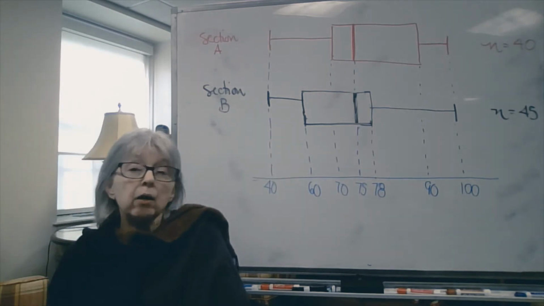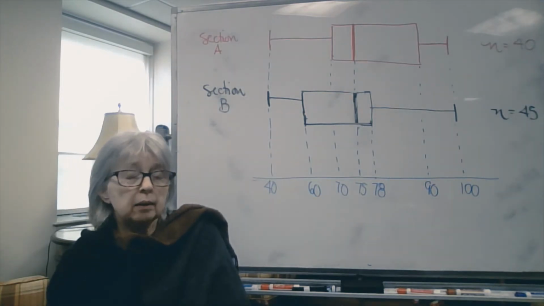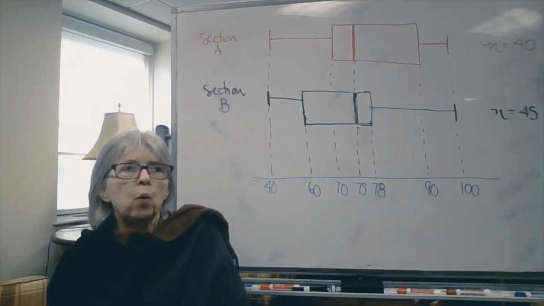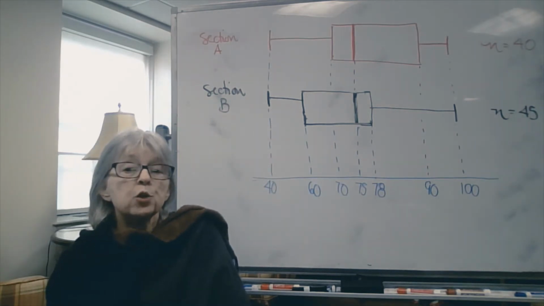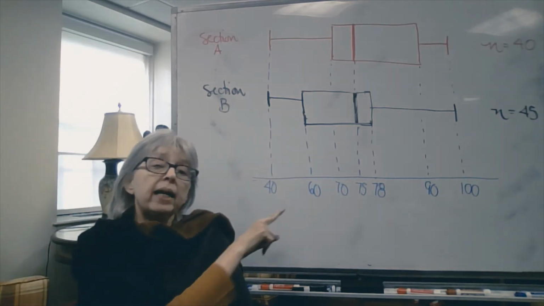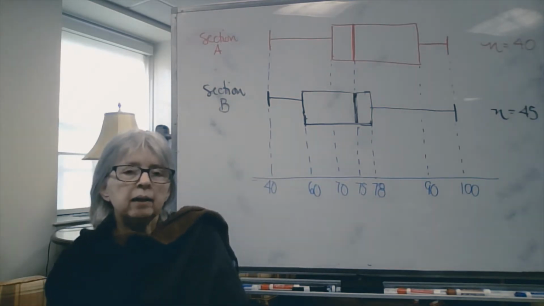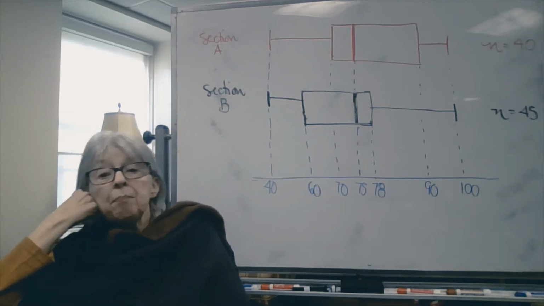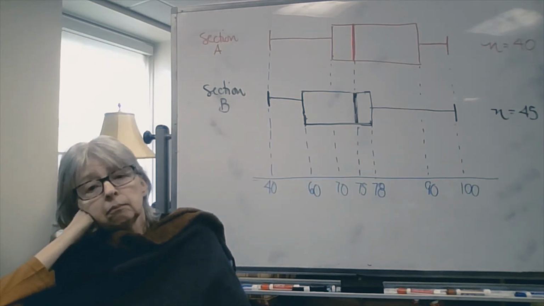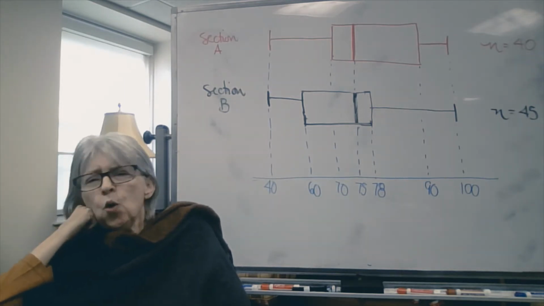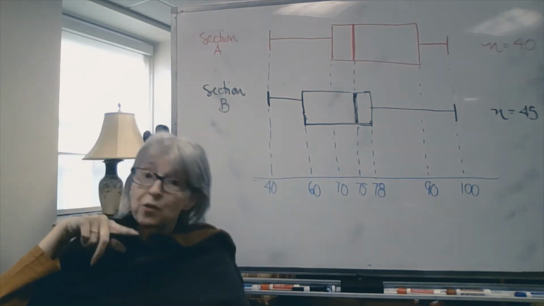One way would be to compare the box plots for the 2 classes. The basic box plots, where the left-hand side of the box plot corresponds to the minimum. The far right whisker on the box plot corresponds to the maximum. Well, in both classes, the minimum was 40 and the maximum was 100. So if I just looked at those 2 numbers, I'd say, ooh, those 2 classes did exactly the same. No, they did not.